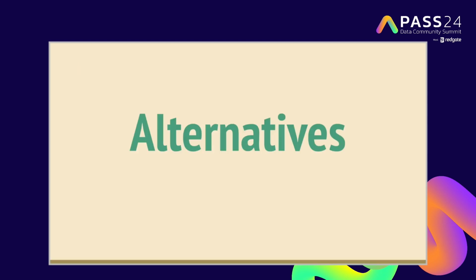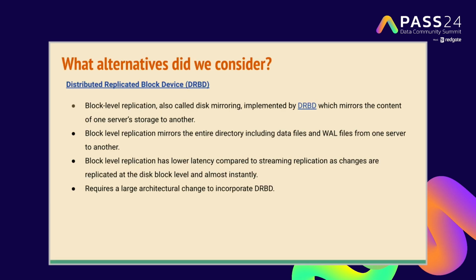So we know how Patroni does cluster management, what the impact would be in synchronous replication, how to enable synchronous replication, and how it works with different failure scenarios. Did we consider any other alternatives? Yes, we considered distributed replicated block device, which is block replication. Block replication, also called disk mirroring, mirrors the contents of one server's storage to another. So when a WAL change is detected, it's going to copy the entire directory, including data files and WAL files, from one server to another.